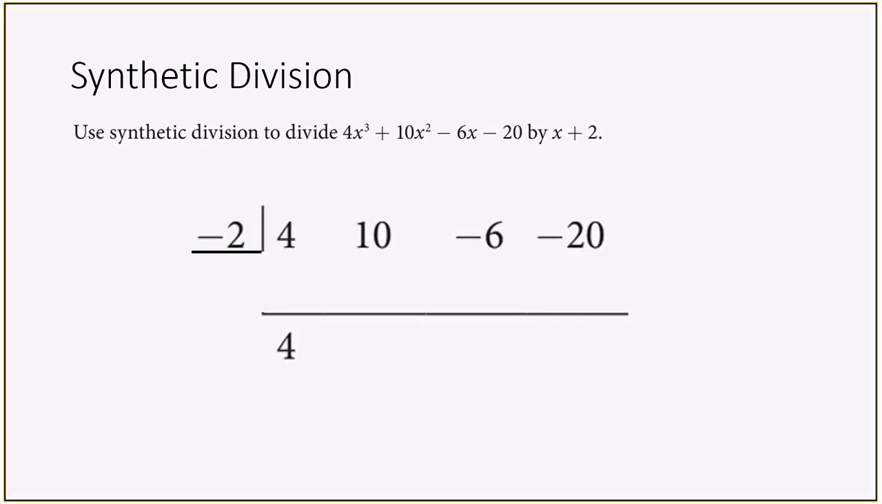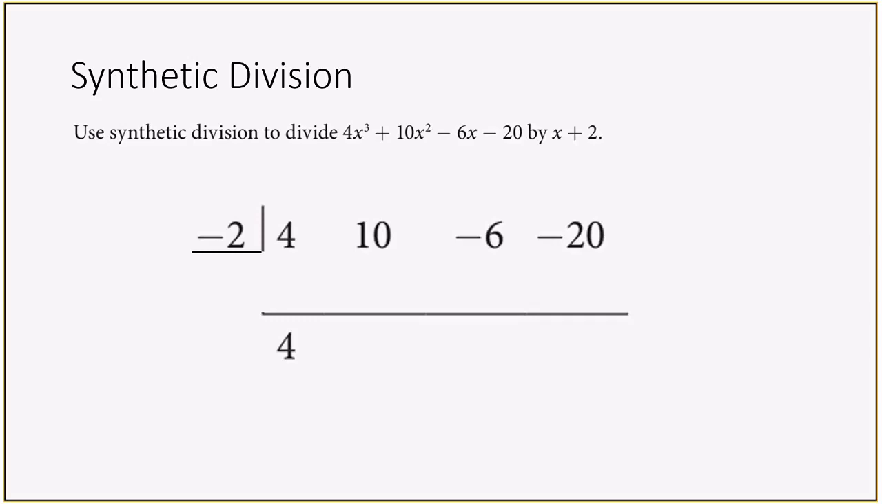So to translate it, I really just drop all of the variables and write it out term by term. So my 4x cubed is now just 4. My 10x squared is now just 10. -6 is just -6, and -20 is just -20. And like I said, this is the hardest part of the process, understanding the translation. Once you get past that, running through it is very easy and very much worth it.